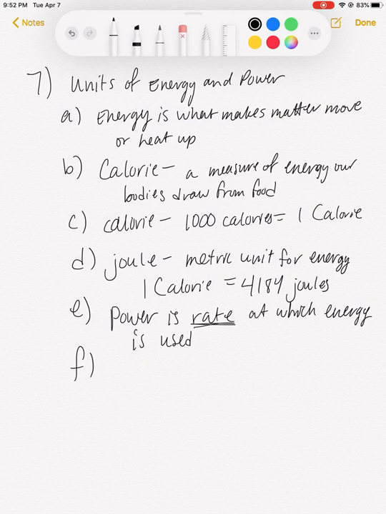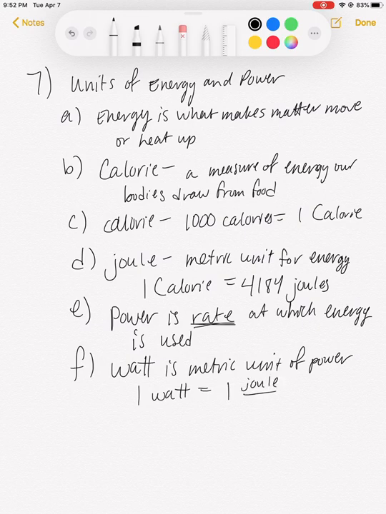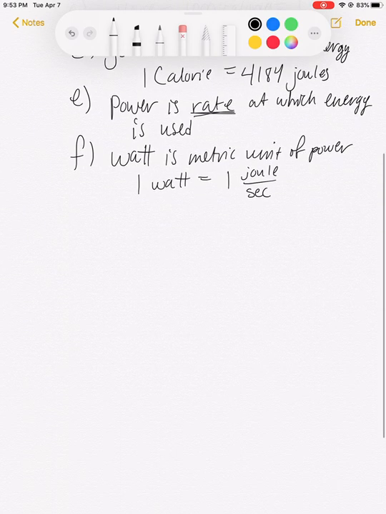Part F, what is a watt? Now a watt is the metric unit of power. Okay, so a speed, it's like a rate. 1 watt is equal to 1 joule per second. Okay, 1 joule per second is a watt.